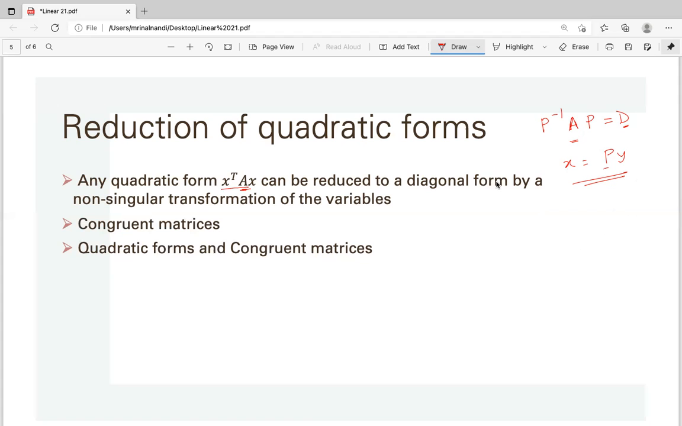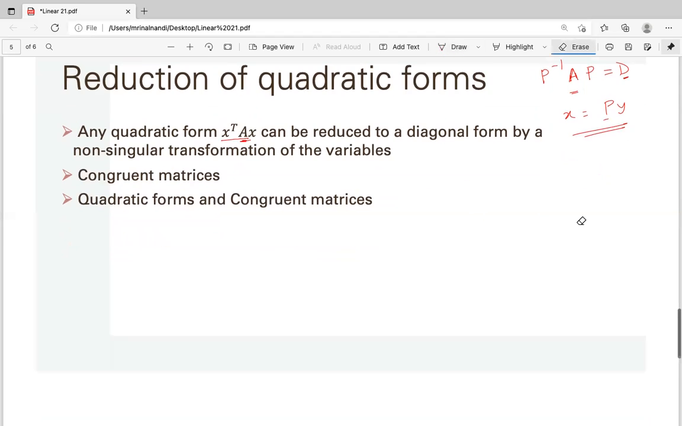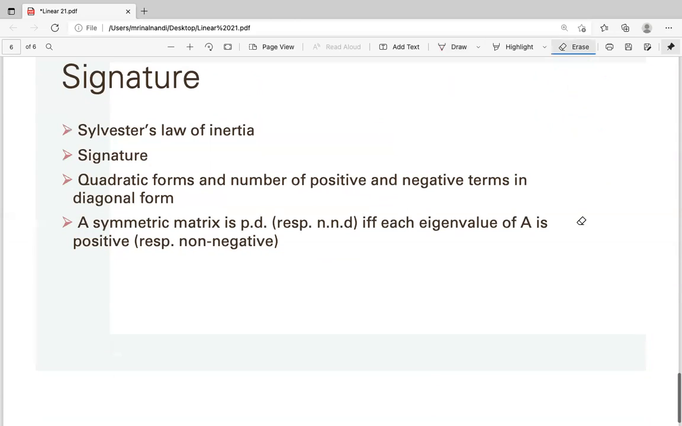And there is one more thing called the signature. What is the signature? Say PA is the number of positive terms in the diagonal reduction, and NA is the number of negative diagonal terms. PA plus NA is actually the rank, the number of non-zero terms in the diagonal matrix, and PA minus NA is called the signature of A.